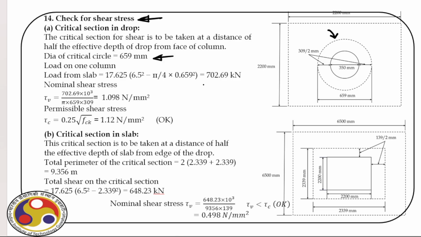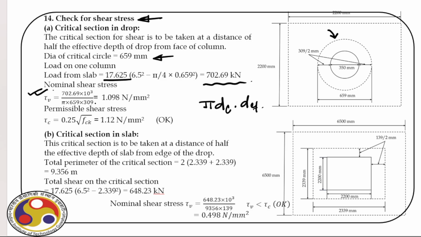So the load on the column is 702.69 because we have already evaluated the UDL per area, so we can find out the total load acting. Then tau V is the total load divided by this area. The moment we find out tau V, it is 702.69 divided by pi D, the diameter of the critical section, times D effective, right? So that is what we do here.